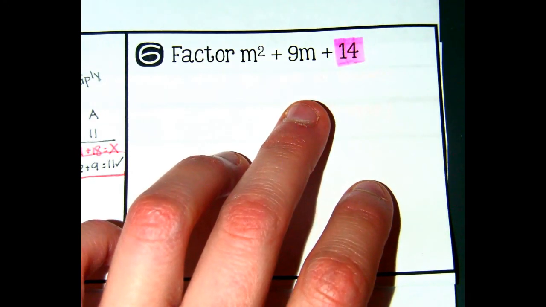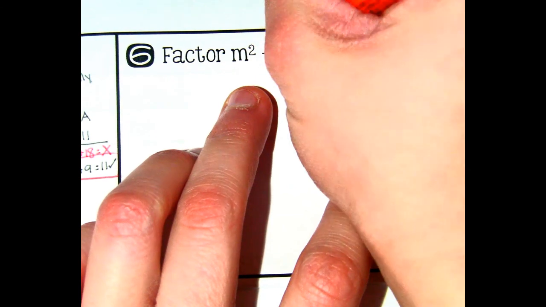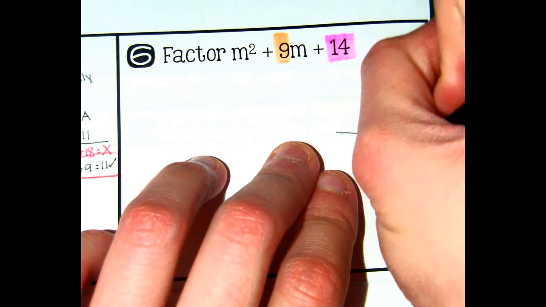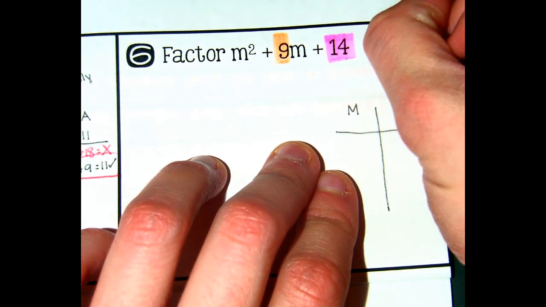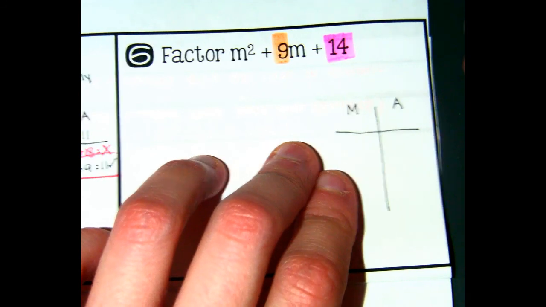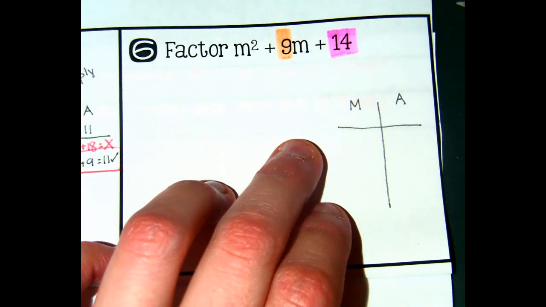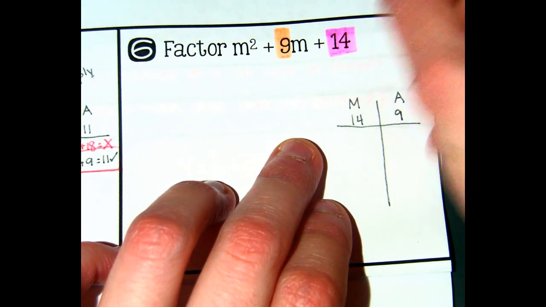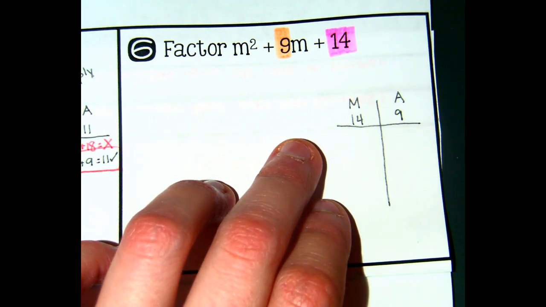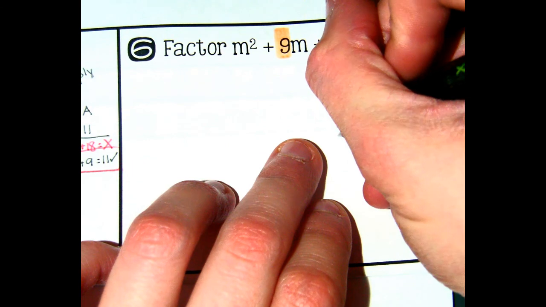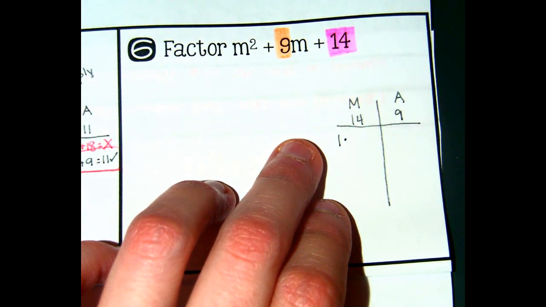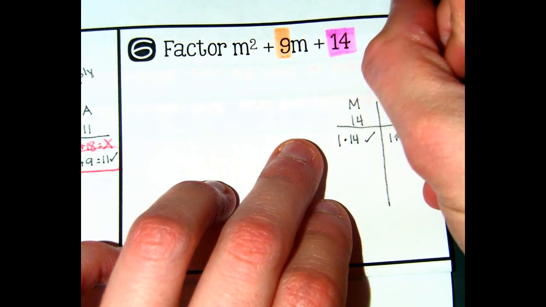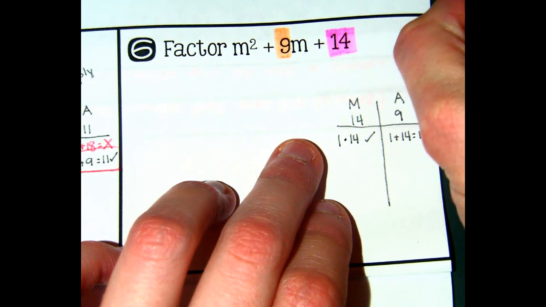14 and 9. Multiply and add. I want to multiply to get what number? 14. I want to add to get 9. Just to get in the habit, I'm going to start with 1. 1 times what is 14? What is 1 plus 14? Is that what I want?